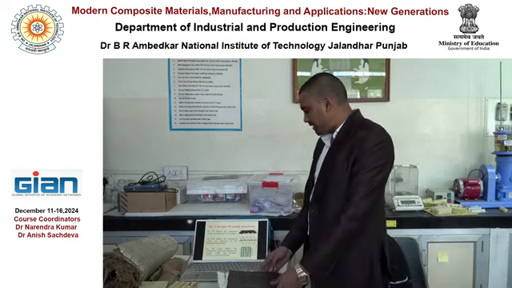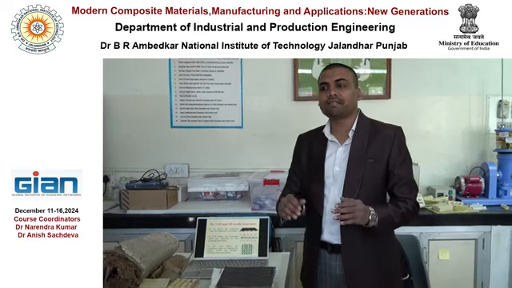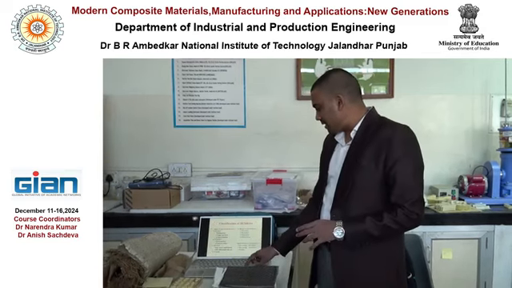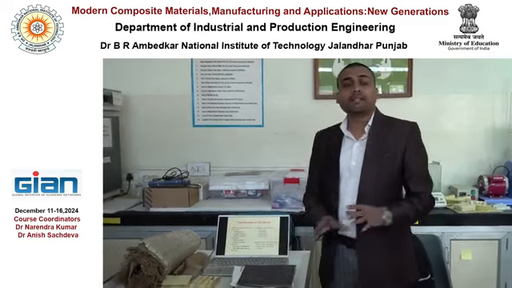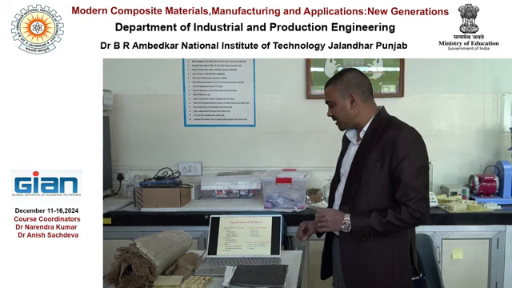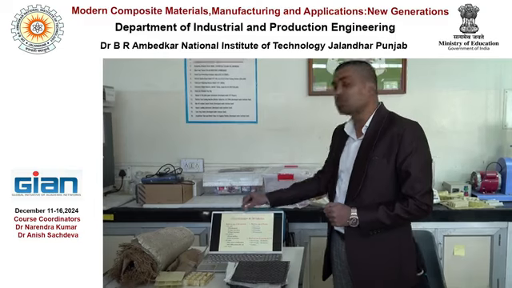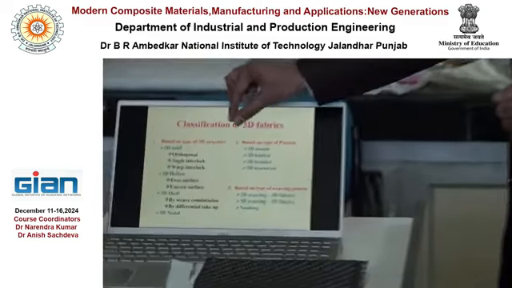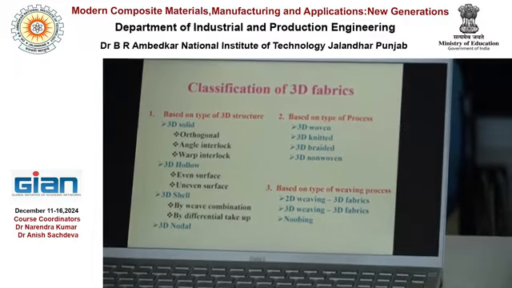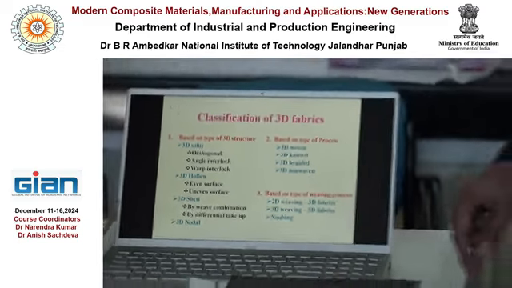And 3D fabrics, 3D solid fabrics. Here the constituent yarns are disposed in 3 different directions to produce this 3-dimensional fabric. As I told you, there are a variety of 3-dimensional textile structures. For example, if you look at the classification based on the type of 3D structure, we have the 3D solid structure, for example orthogonal, angle interlock and warp interlock. We can have 3D hollow with even surface and uneven surface. I will show you in the subsequent slides.